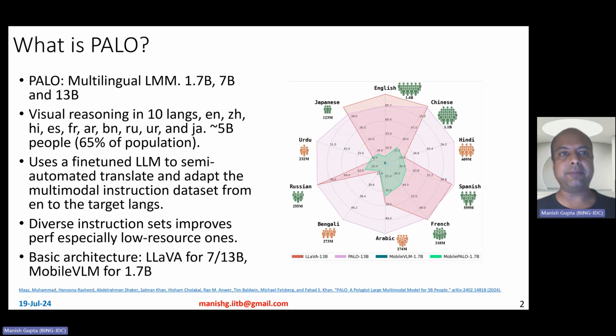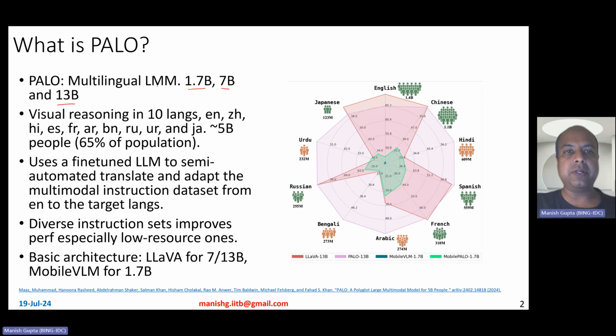So let's first talk about what is PALO. PALO is a multilingual large multimodal model. Essentially it is multilingual and multimodal in nature. In fact, there are three different sizes available: 1.7 billion parameter, 7 billion parameter, and 13 billion parameter.